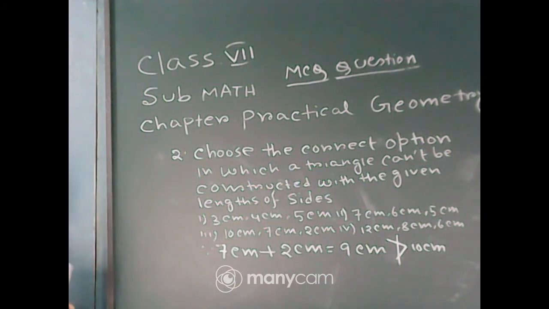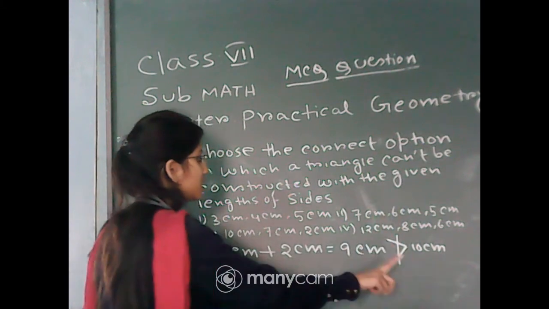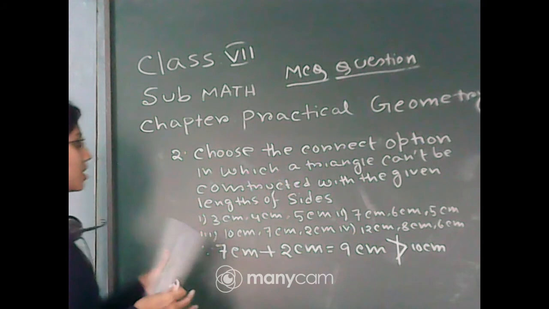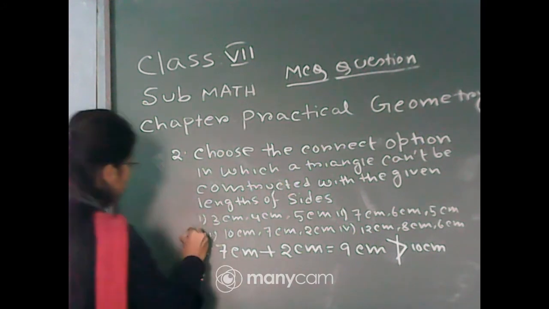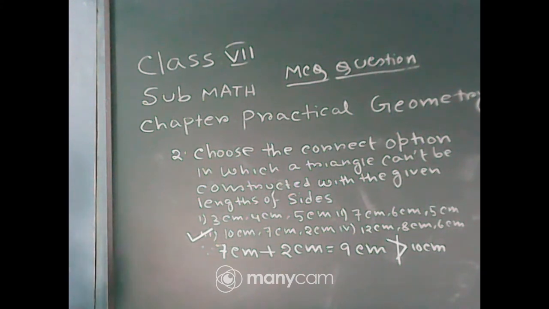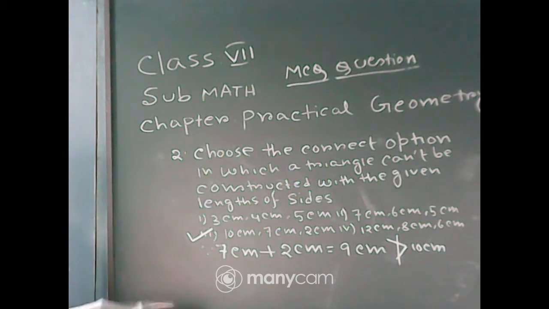Here 7 cm plus 2 cm is not greater than 10 cm, so we cannot construct the triangle with the lengths of sides 10 cm, 7 cm and 2 cm. Here also 8 cm plus 6 cm, that is 14 cm, is greater than 12 cm, so we can construct the triangle. So here the correct option is 3. Next question.